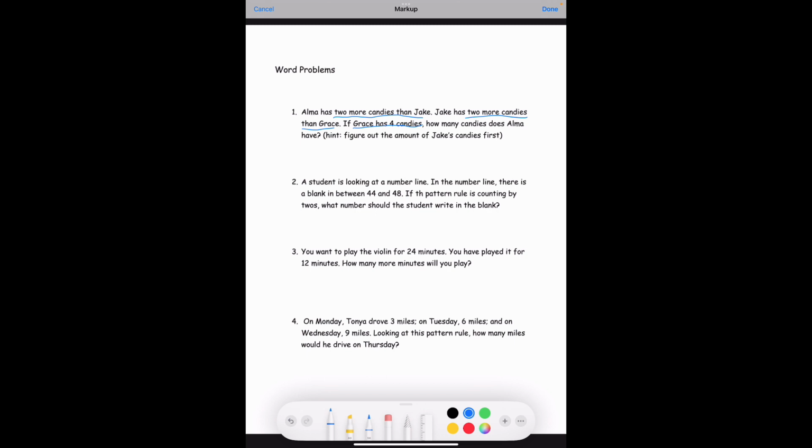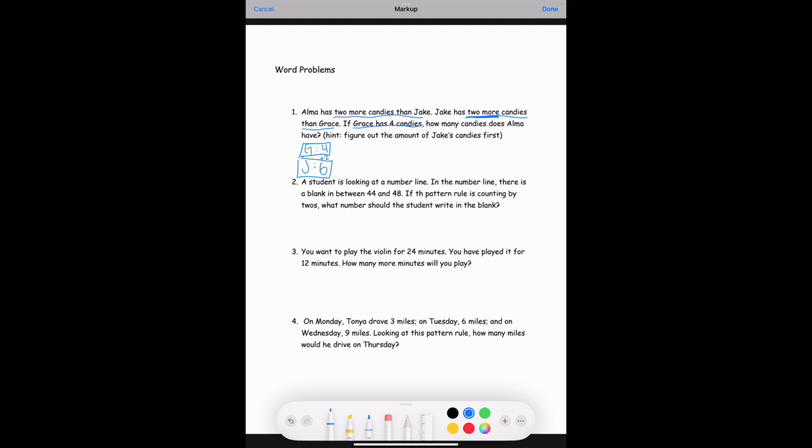Okay, so we first know that Grace has 4 candies. And what did it say? Jake has 2 more candies than Grace. So Jake has 2 more than Grace, and Grace has 4. So 4 plus 2 equals 6. So Grace has 4, and Jake has 6.